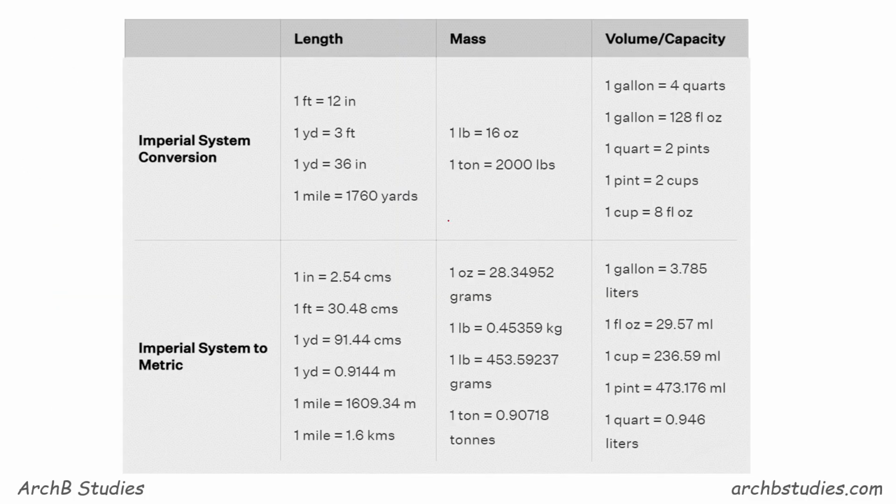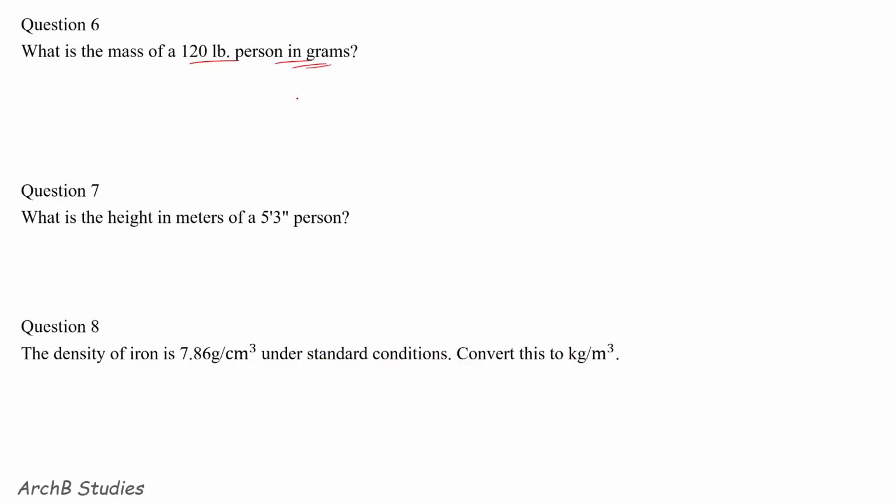So now next question is, what is the mass of 120 pound person in grams? So here you can see 1 pound equal to 453.59 grams. So 120 pound equal to 120 into 453.59. So this comes 54430.8 gram.